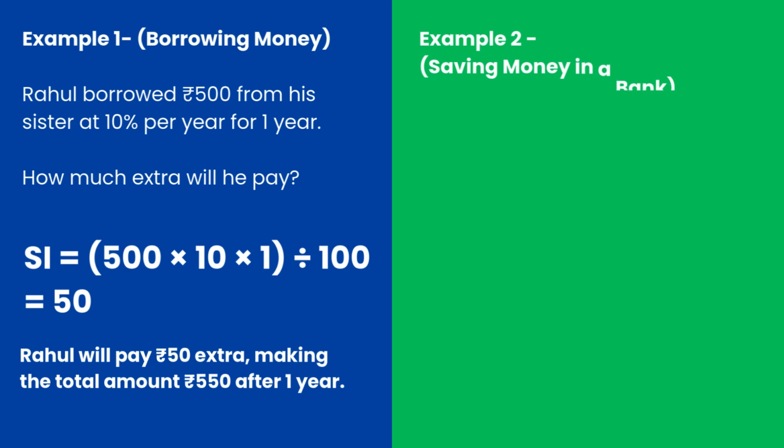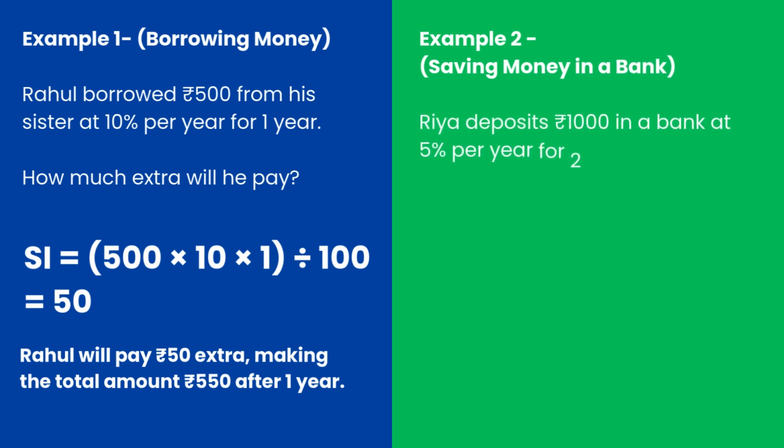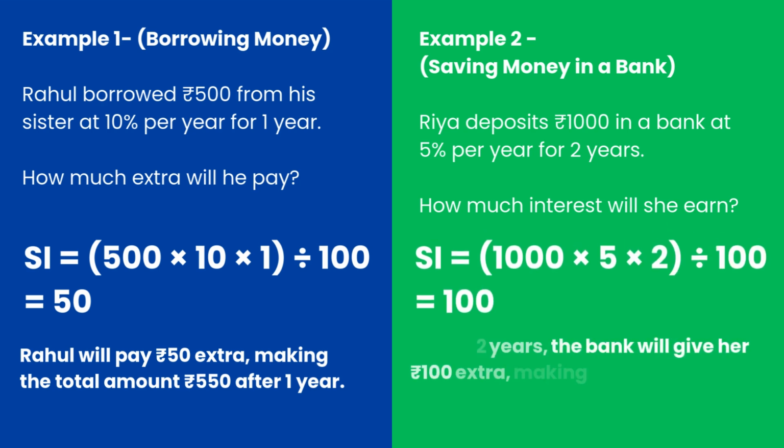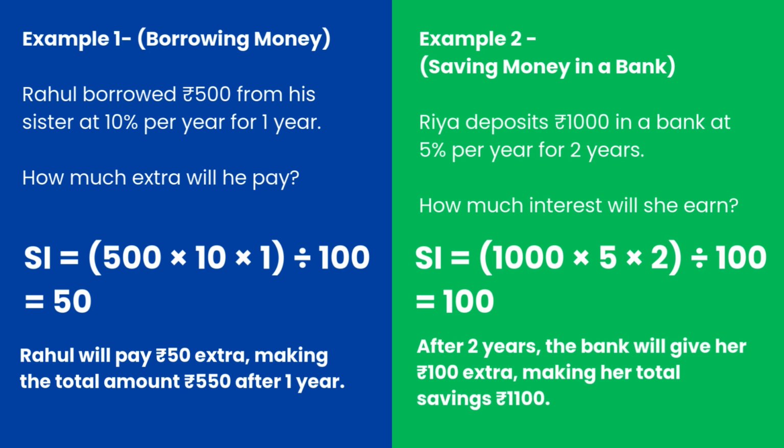Example 2. Saving money in a bank. Ria deposits 1000 rupees in a bank at 5% per year for 2 years. How much interest will she earn? Simple interest is equal to 1000 times 5 times 2 divided by 100, which is equal to 100. After 2 years, the bank will give her 100 rupees extra, making her total savings 1,100 rupees.